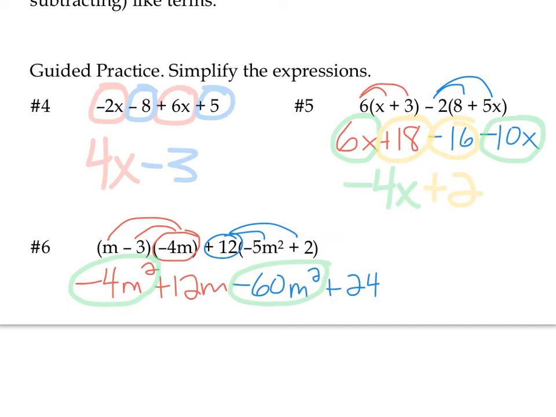So when we combine these, we're going to get a final answer of negative 64m squared plus 12m plus 24. And that would be our final answer. That's all we can do. We can't combine anything else from that.